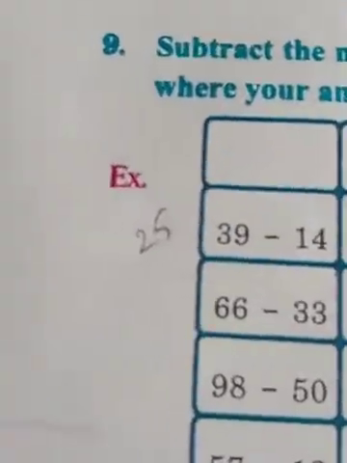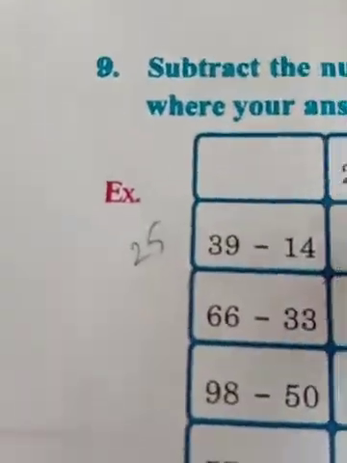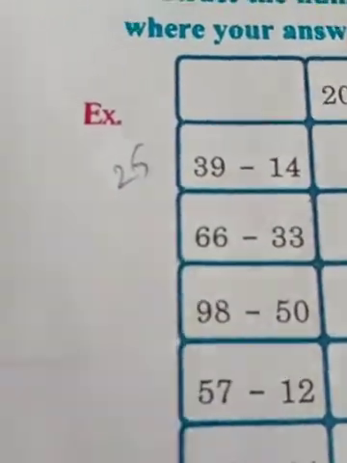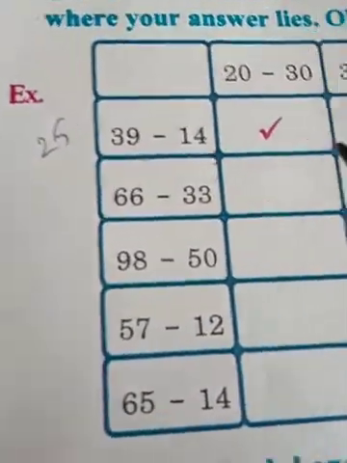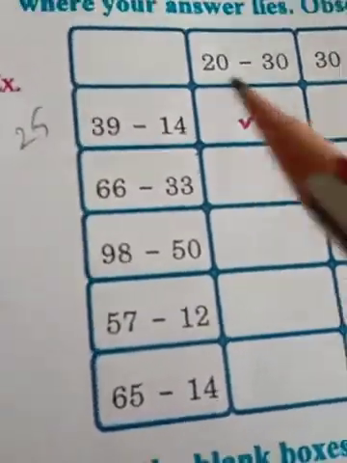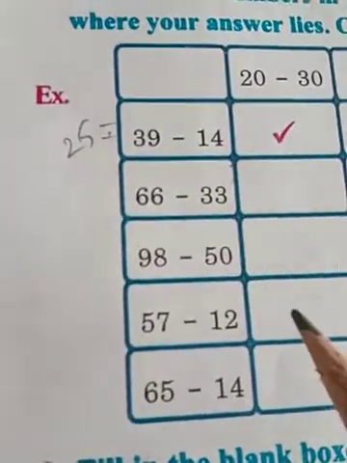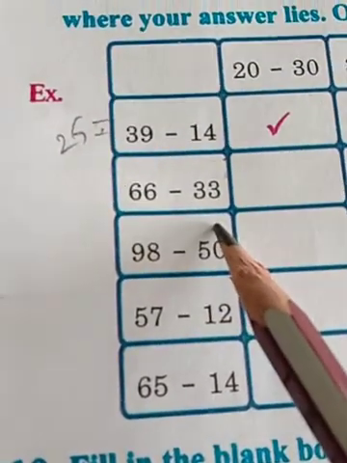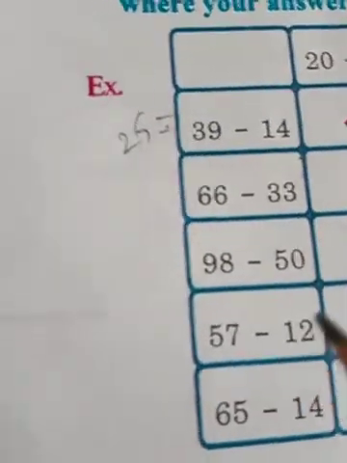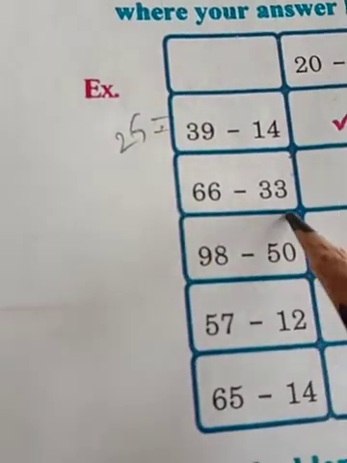So 25 is between 20 and 30. So we'll put a right tick here. This one: 66 minus 33. 66 minus 33. 6 minus 3, how much?